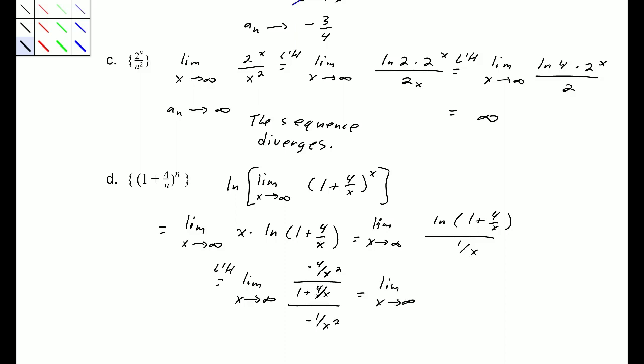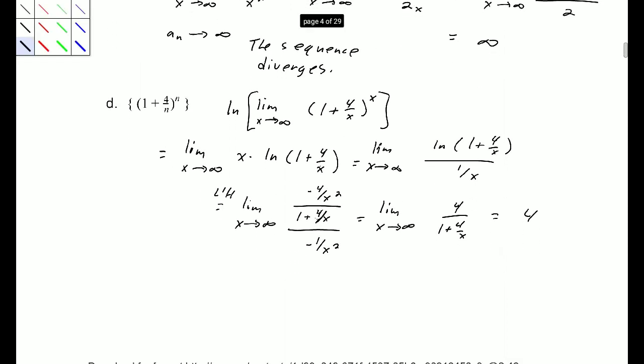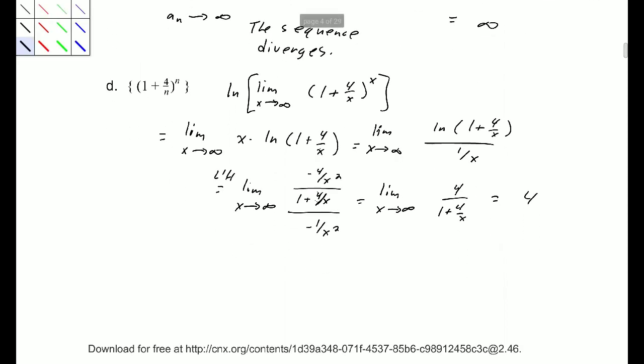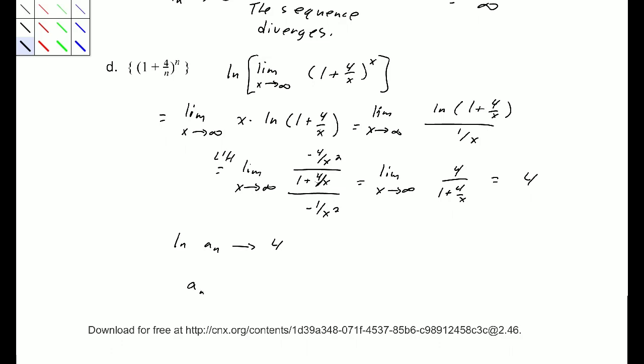Now rearranging that, this is the limit of 4 over 1 plus 4 over x. And the limit of that is 4. Now we can observe at this point that the natural log of our sequence is converging to 4. Again, the natural log is a continuous function, so we can say that a_n, the sequence itself, is converging to e to the 4.